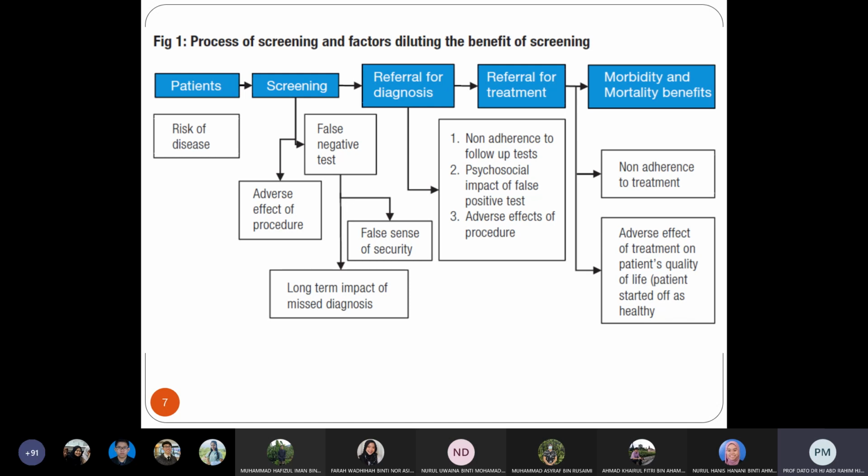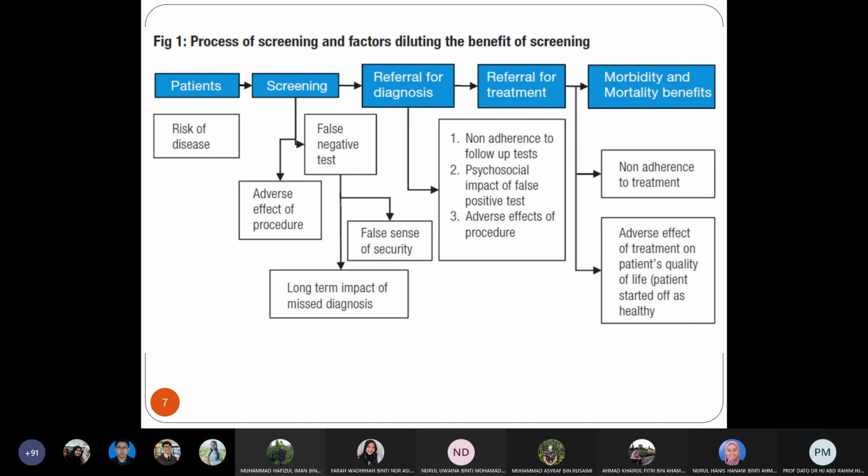we can have a false negative test. False negative means you are positive, but the test shows that you are negative. So this is the disadvantage of screening, in terms of its sensitivity and specificity.